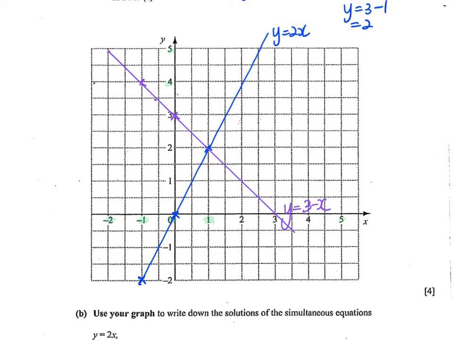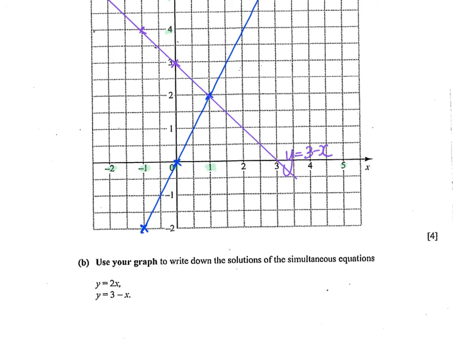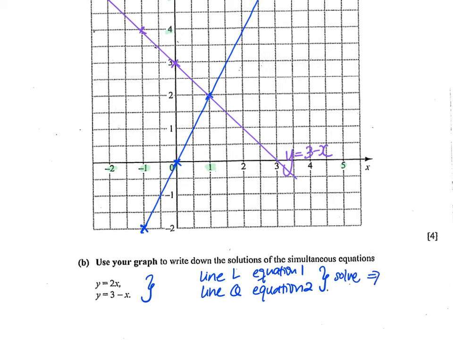Okay, now the question says, using your graph, write down the solutions of this simultaneous equation. Now take a look at this. Does this look very familiar? In the previous part of the questions, they always give us the first line, line L, and another line, line Q. Line L has equation 1, and line Q has equation 2. Then we use these two equations, we solve the simultaneous equation in order to get the coordinates of the point of intersection.